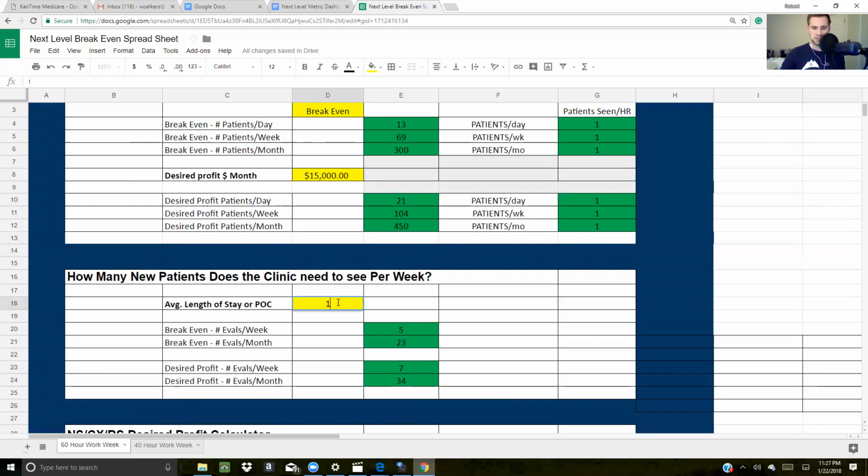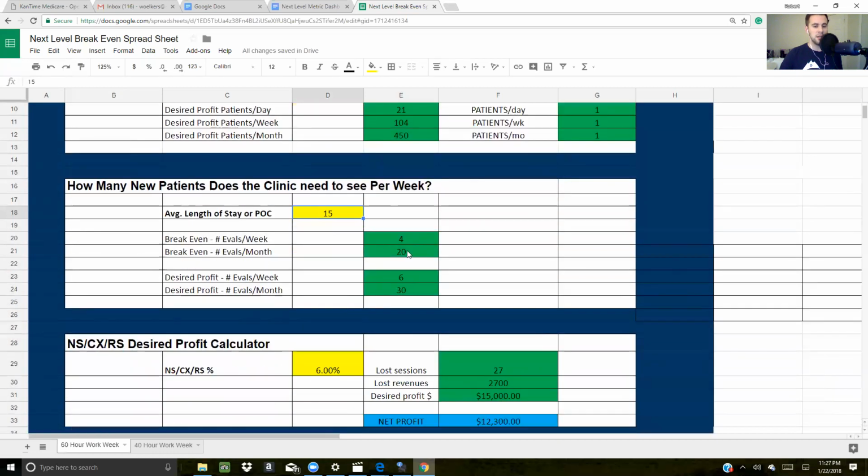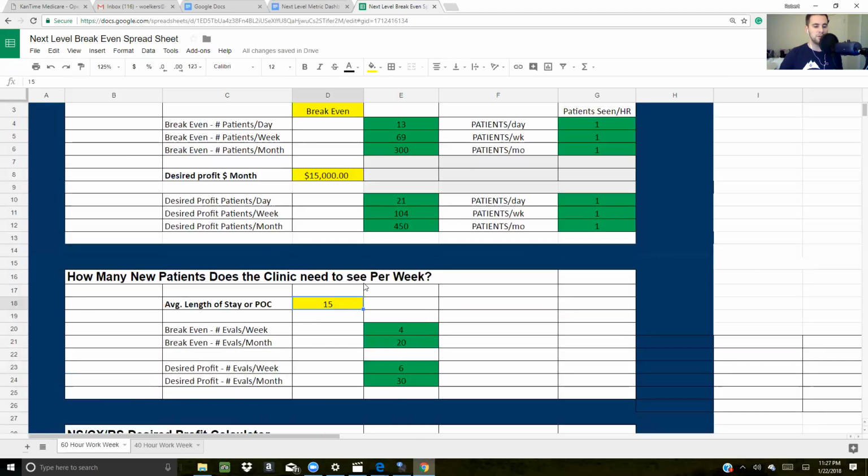And then let's just bump this thing up to a 15 visit plan of care average. You only need to see 4 evals a week here, and then you need to see 20 evals to break even, and then 6 and 30 in order to make 15K profit. So pretty cool. When you start averaging a little bit more length of stay and increase your retention rate, that'll make you understand that you don't need to see that many evals.